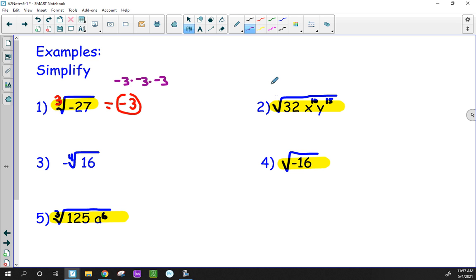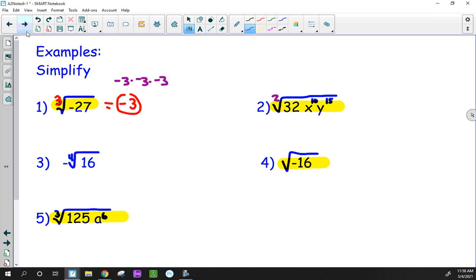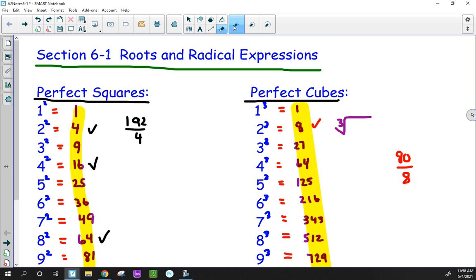On number 2, on this slide, I have an index of 2. I have a radicand of 32x to the 10th y to the 15th. My first thought is, okay, I've got a square root. Let me look at my perfect square list and see if 32 is in it. 32 is not there. So what do I do? I now write this as the square root of different factors of 32. So I've got to go back and find the biggest perfect square that goes into 32.